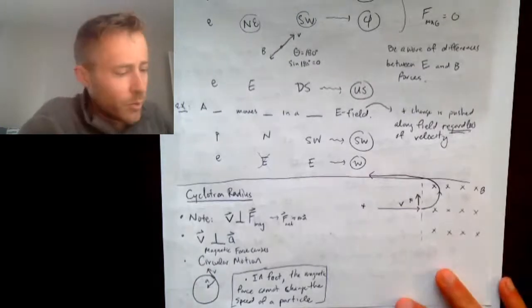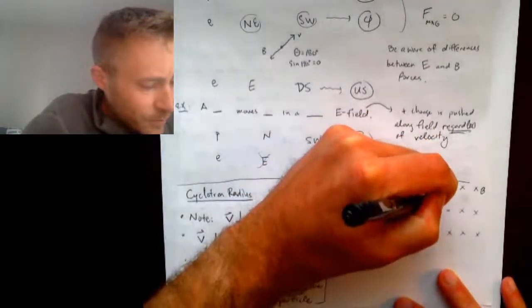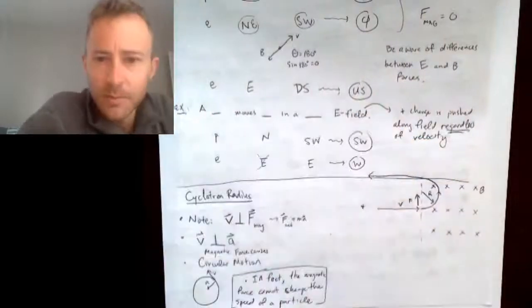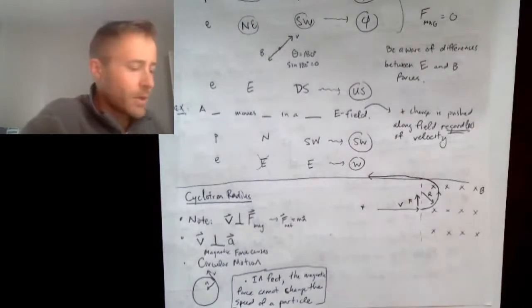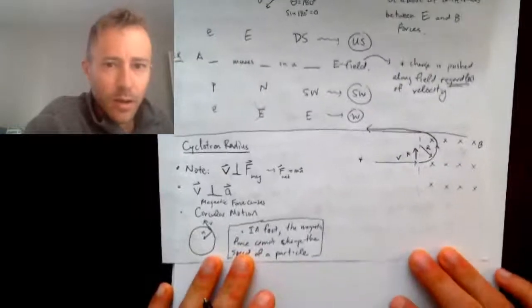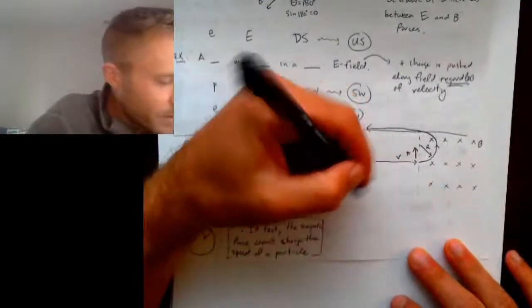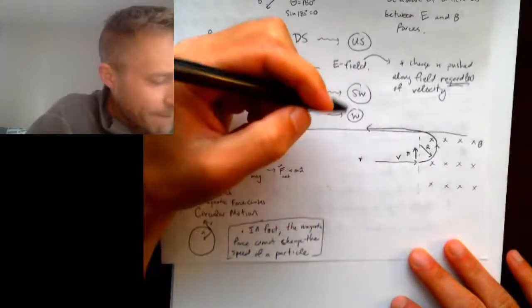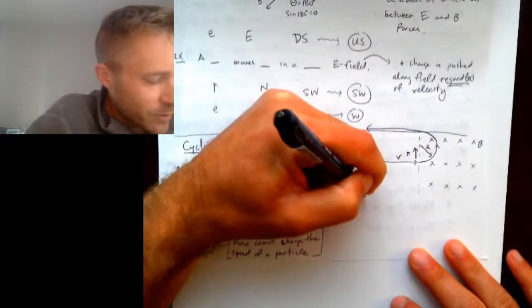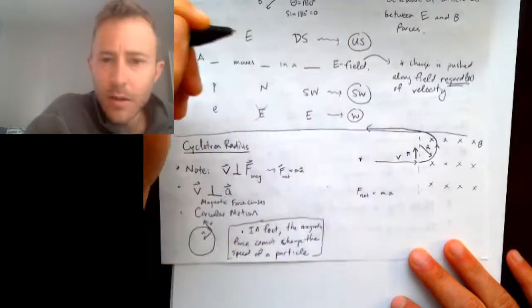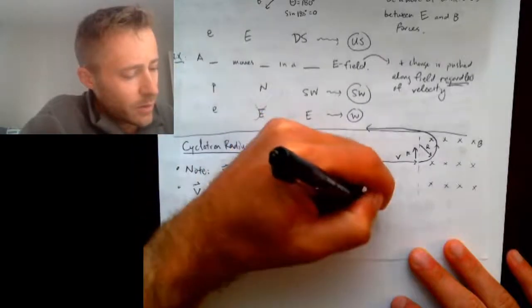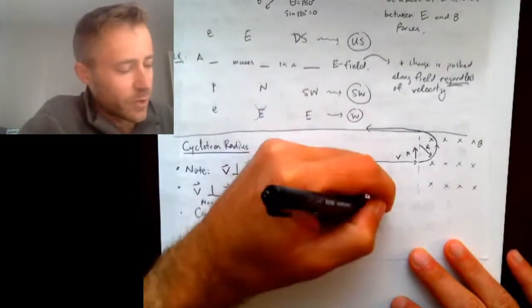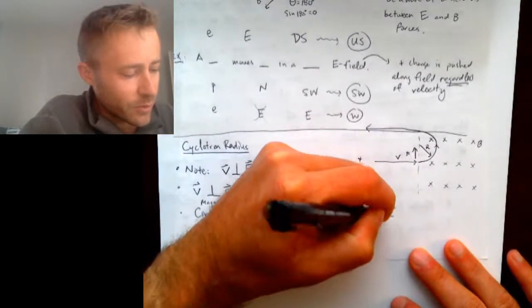All right. So we would like to figure out, how do we determine the radius of this circle? That is called the cyclotron radius. Okay. And it's really quite simple. So we're going to have net force equals ma. Because the particle is moving in a circle, the formula for acceleration is going to be the centripetal acceleration, v squared over r.